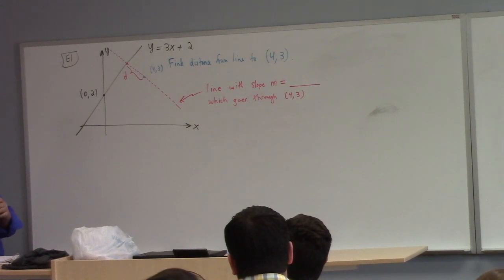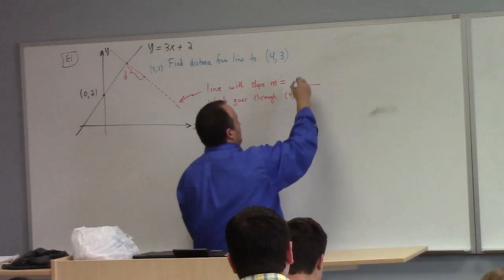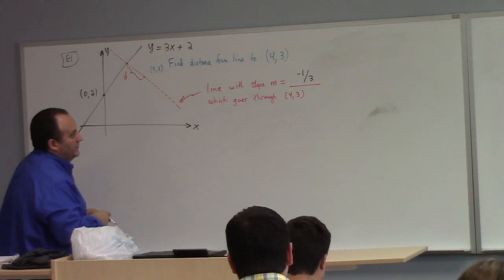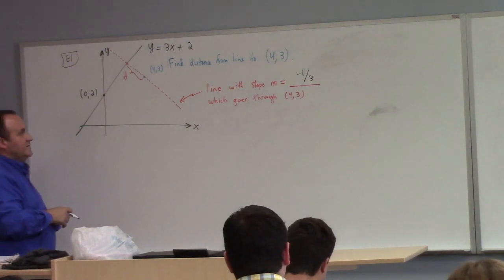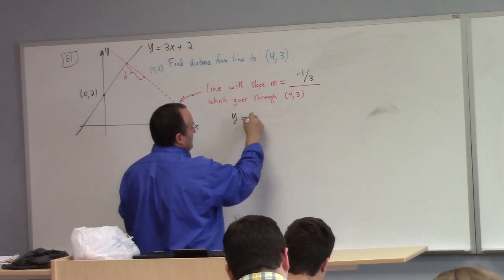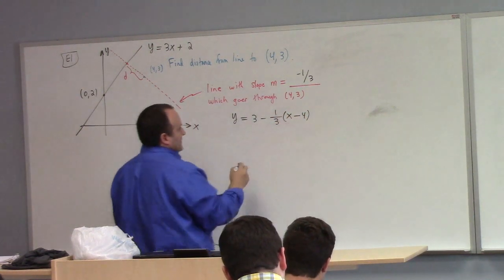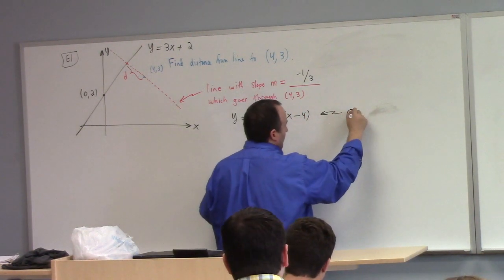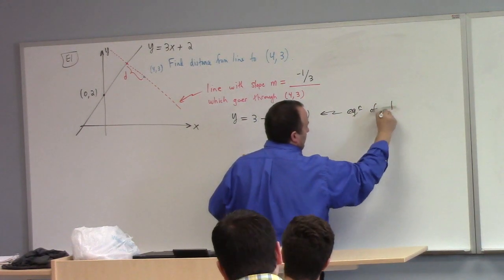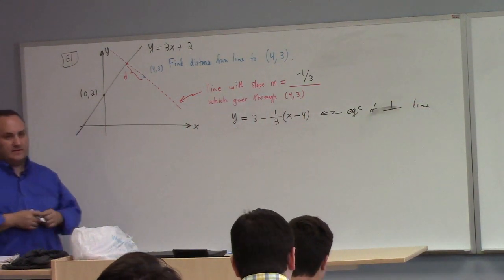-3 is almost right. -1/3, right. The slopes must be negative reciprocals for perpendicular lines, so -1/3. Now we have a slope, we have a point, so we can write down its equation. The equation of the perpendicular line is y equals 3 minus 1/3 times (x minus 4). So this is the equation of the perpendicular line. Let me do it this way. Perpendicular line, all right? I've got an equation of the perpendicular line.